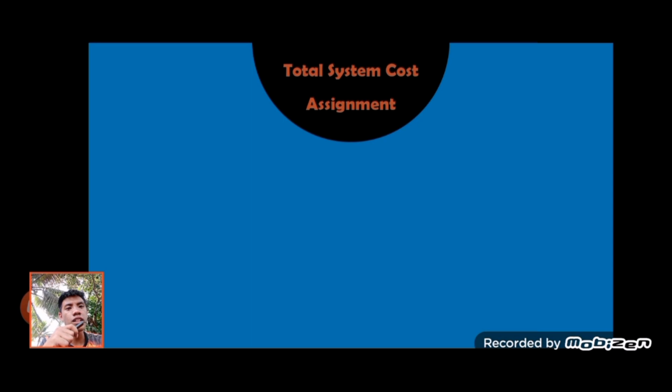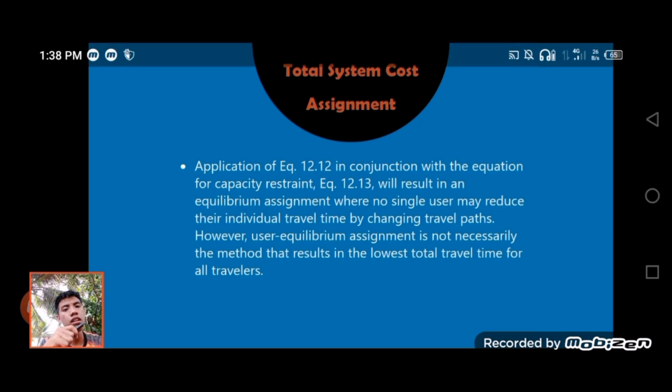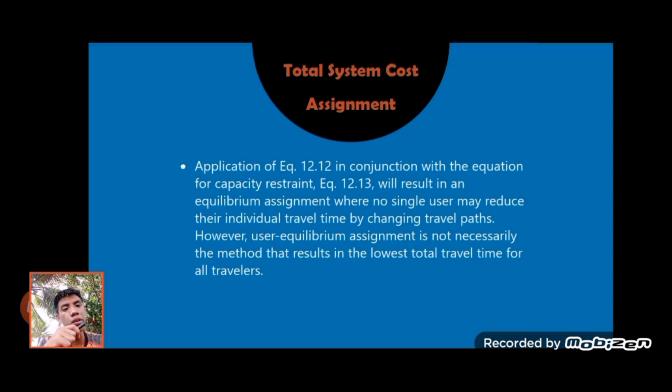Total system cost assignment. Application of equation 12.12 in conjunction with the equation for capacity restraint, equation 12.13, will result in an equilibrium assignment where no single user may reduce their individual travel time by changing travel paths. However, user equilibrium assignment is not necessarily the method that results in the lowest total travel time for all travelers.